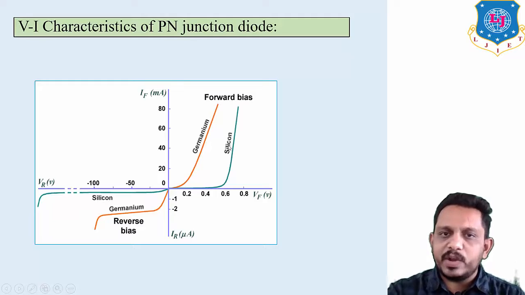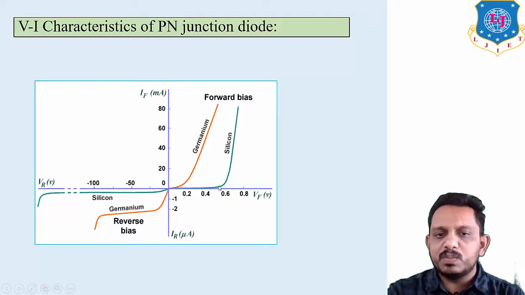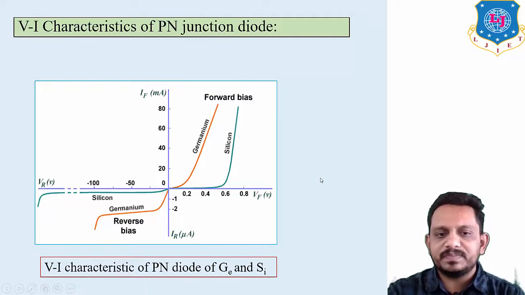If we talk about the silicon material, the knee voltage is higher than germanium, and after this knee voltage, current will suddenly increase in the forward direction. And in the reverse direction, you can see that the reverse breakdown voltage is also higher than germanium in the case of silicon, and after this voltage current will increase in the reverse direction. So this was the VI characteristics of germanium and silicon.